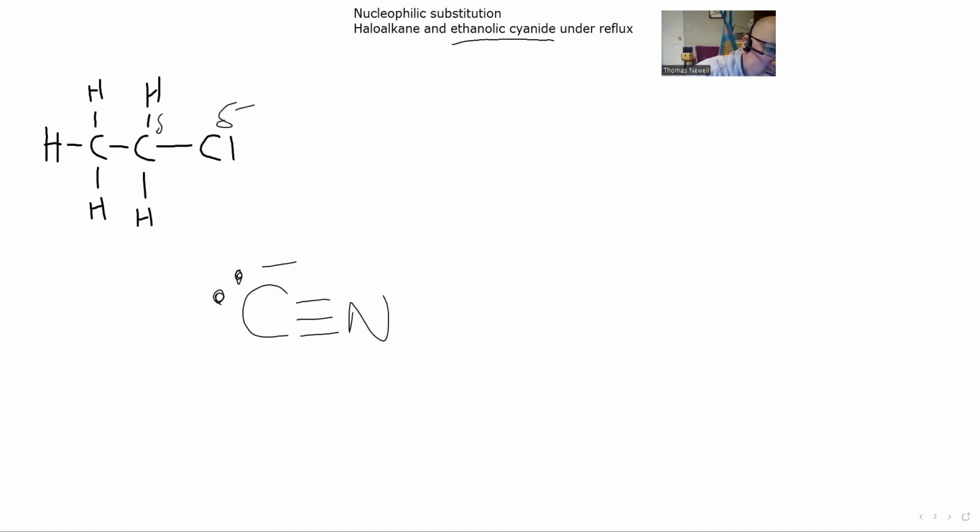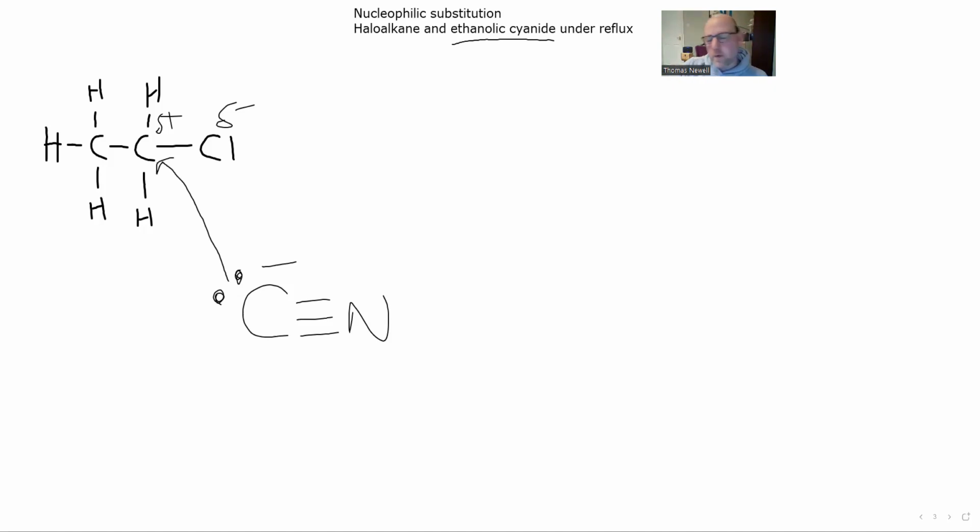So again, negative, positive. Think about it. Where is my lone pair going to attack? Will it want to attack the chloride? No, the chloride has a slightly negative charge. This will repel the lone pair. So instead, the lone pair decides to attack here.